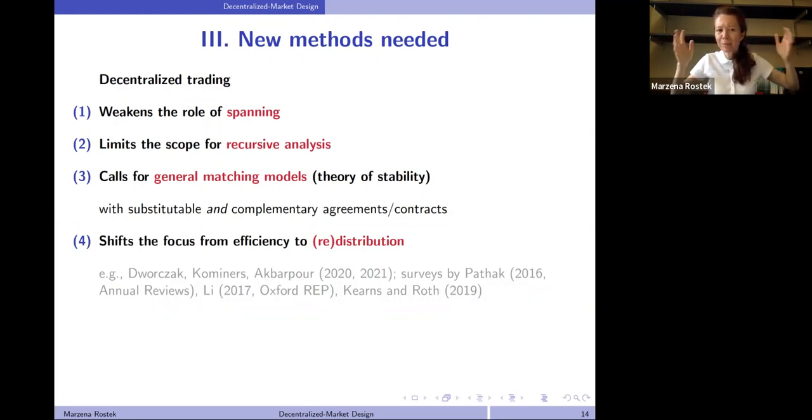But providing general predictive results about endogenous market structures based on stability will require new ideas which can accommodate substitutable agreements alongside complementary ones. Solving this problem would also open the door for matching models to new applications, to new markets.